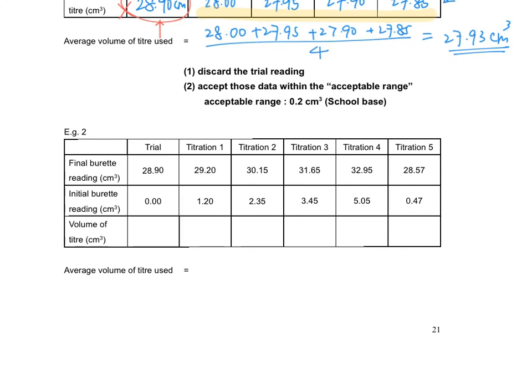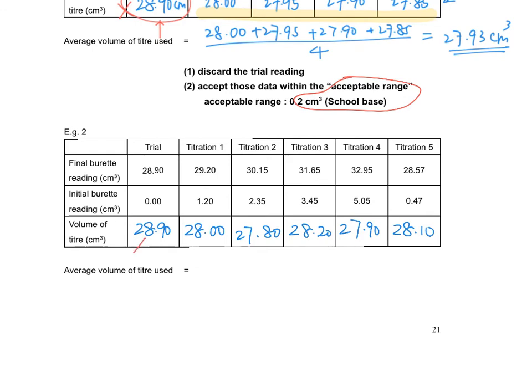Now, similarly, can you work out the average volume of titrant used in example 2 with the readings shown in this table? There are 5 titrations besides the trial one that have been done in this analysis. Don't forget our acceptable range, and then you have to pick those titrations whose results are within the acceptable range. For the titration results that are out of the acceptable range, we have to reject those data.